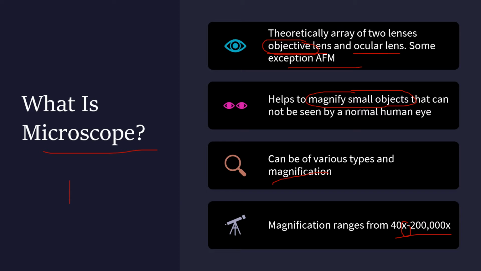Now when we are saying 40x, 200,000x, what does that really mean? When we say a microscope has a magnification of 10x, it means the microscope is magnifying the object by multiples of 10. And when we say 40x, it simply means magnifying the object by multiples of 40. That means a 40x image will be highly magnified as compared to 10x. And when we say 2 lakh x, it is very highly magnified. So that's all we need to talk about microscopes.